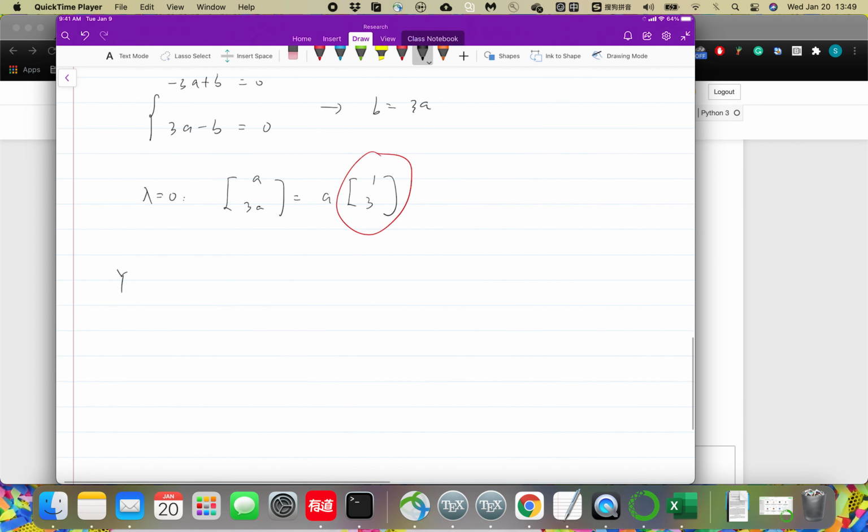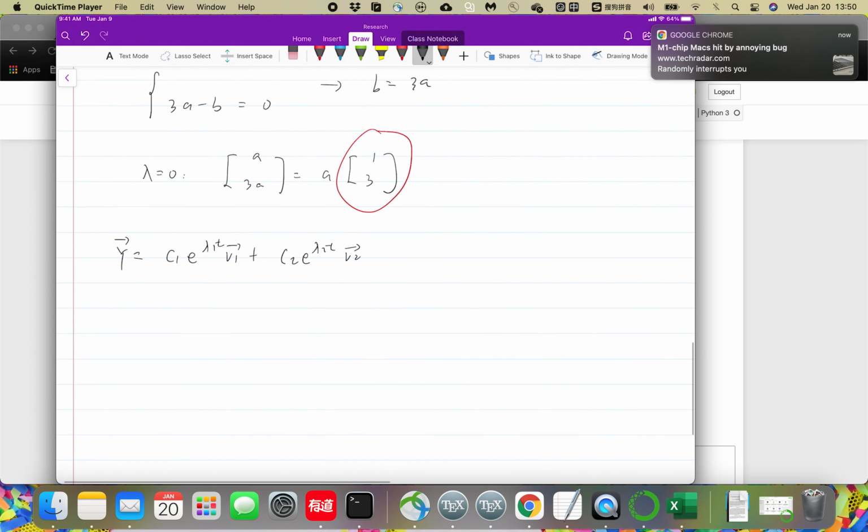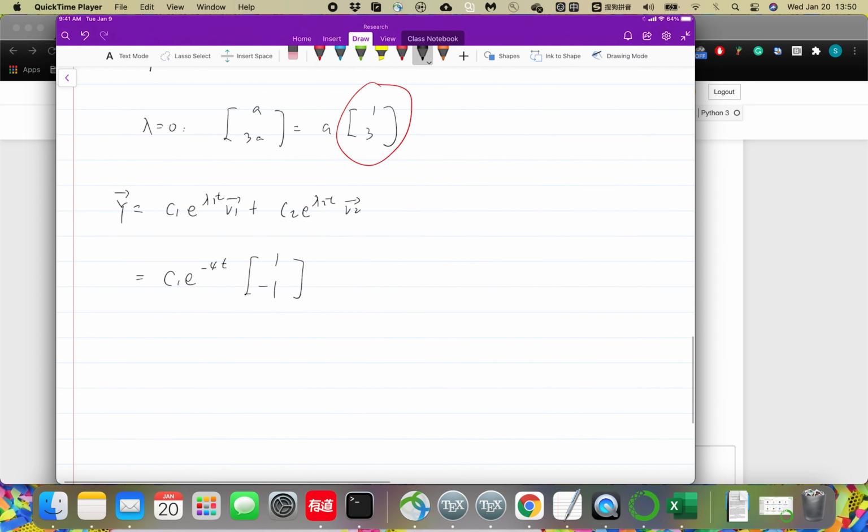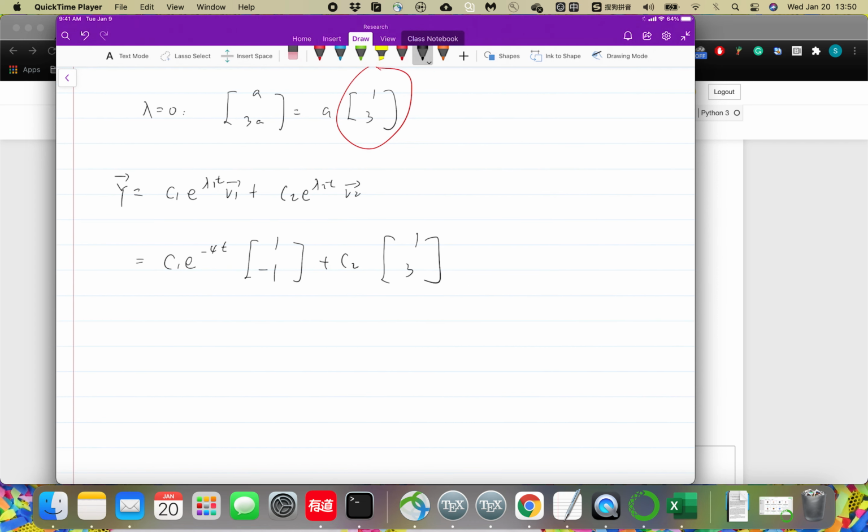And now if you just do everything we had before, this is going to be c1 e to the lambda 1 t v1 plus c2 e to the lambda 2 t v2. Here we just have c1 e to the -4t, the first eigenvector, 1, -1, plus c2 e to the 0t, which gives you nothing, times 1, 3. You can even verify there's nothing wrong with it. You just plug it back in.